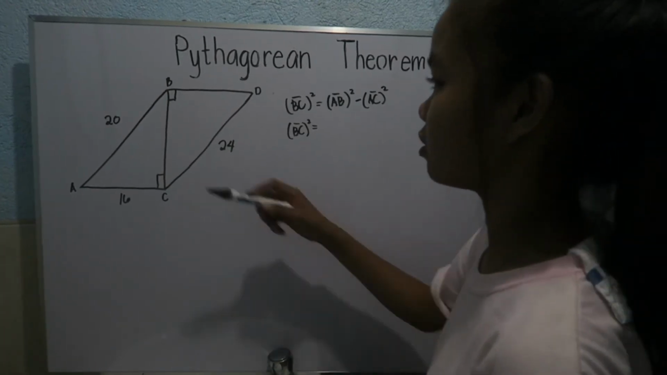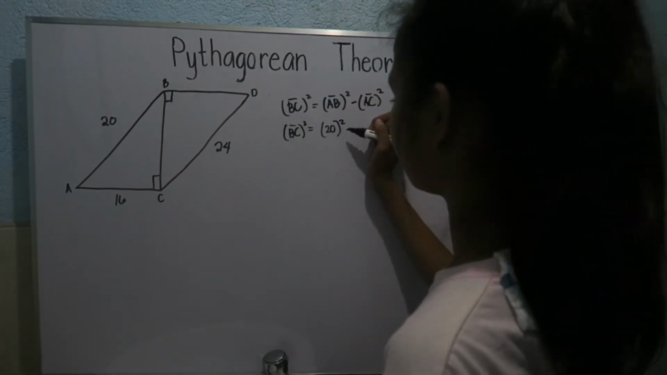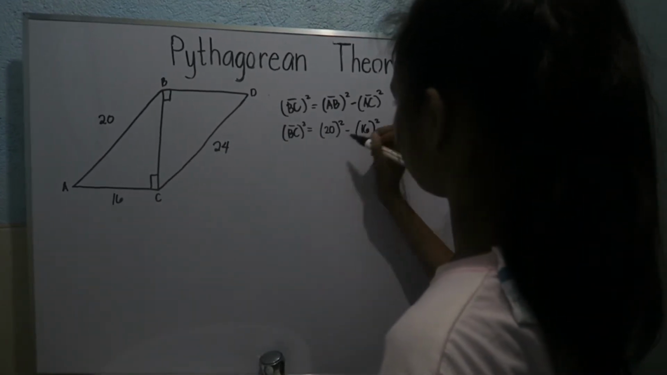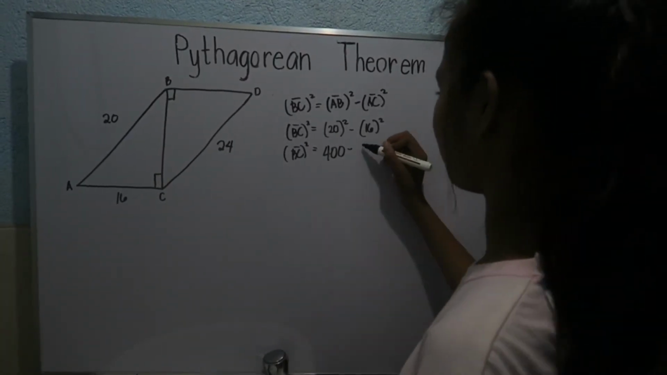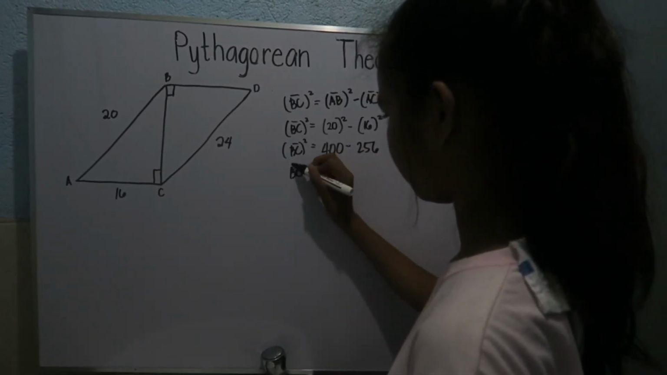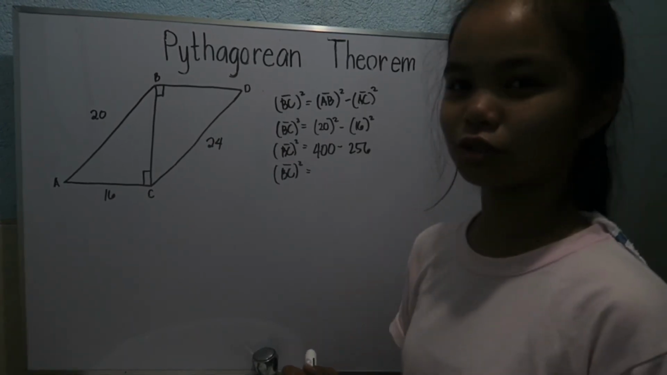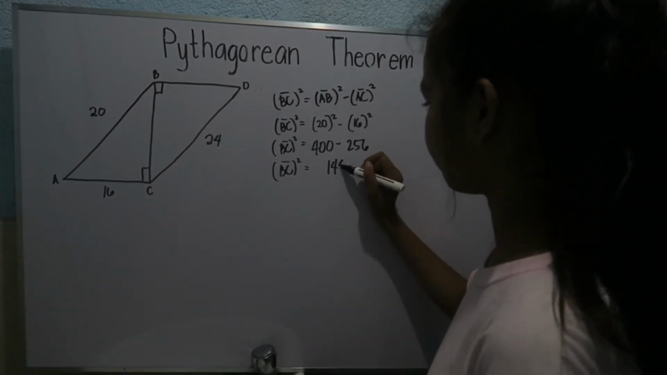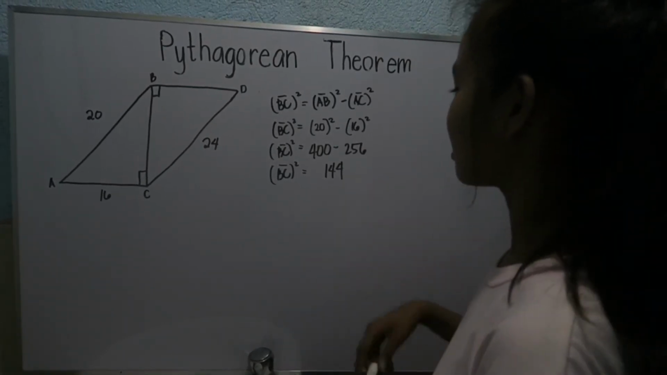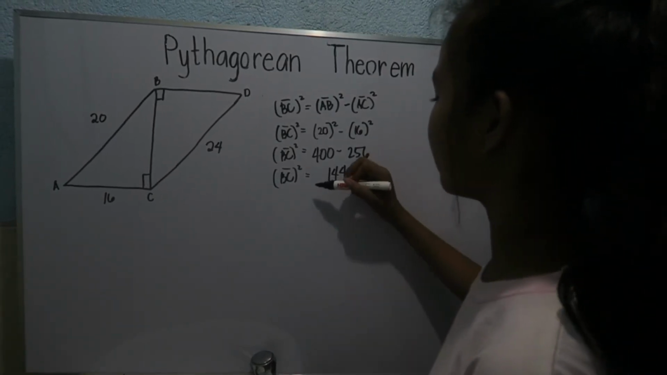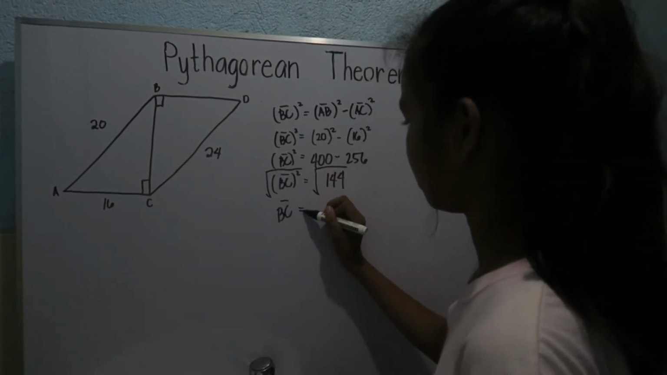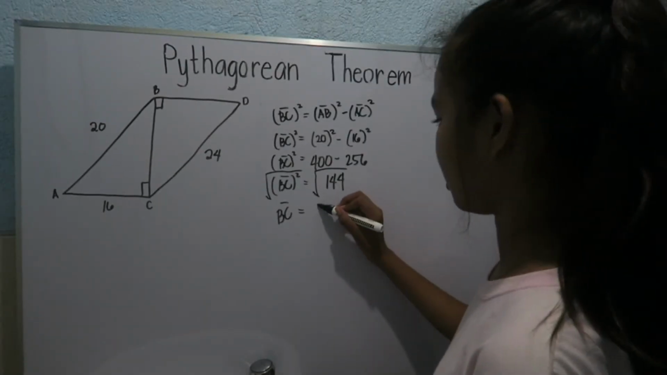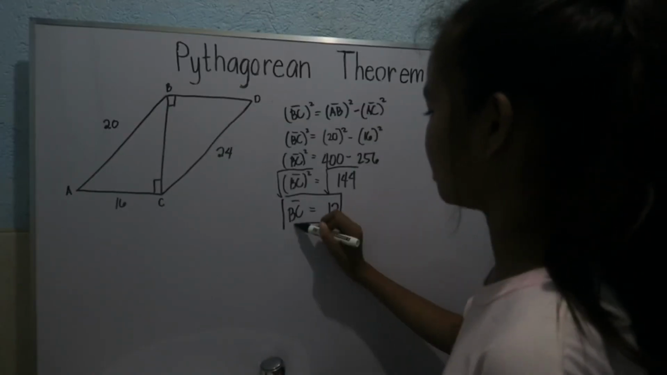Line segment AB is equal to 20 squared. AC is 16. 20 times 20 is 400, and 16 times 16 equals 256. 400 minus 256 is equal to 144. Since 144 is a perfect square, we will get the square root of both sides. The square root of 144 is equal to 12. So, line segment BC is equal to 12.